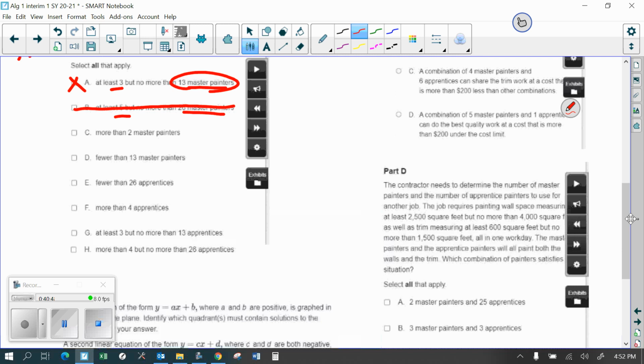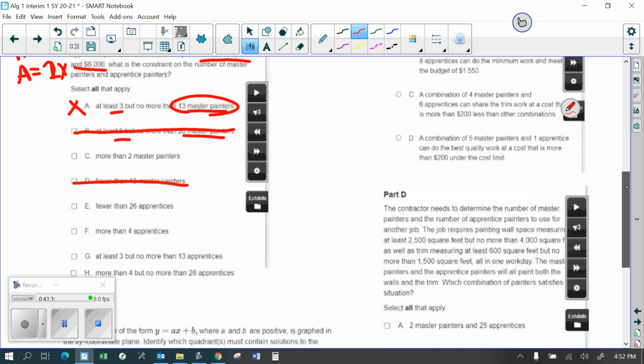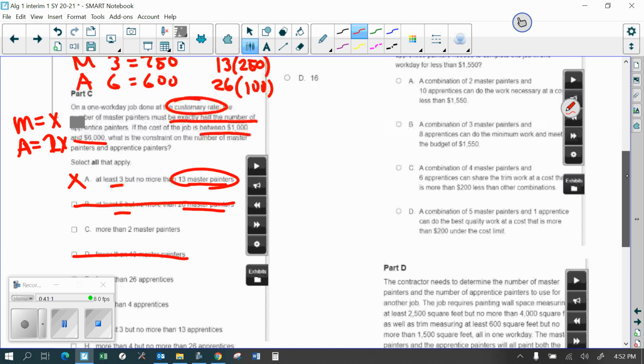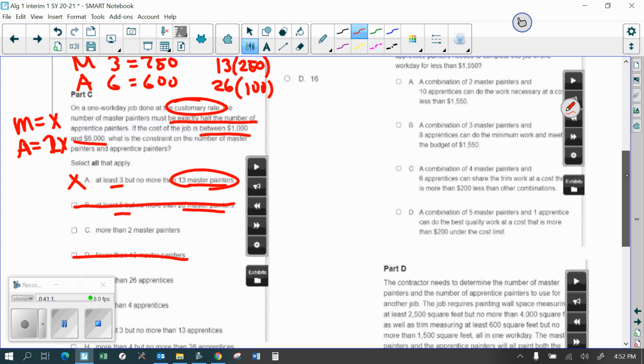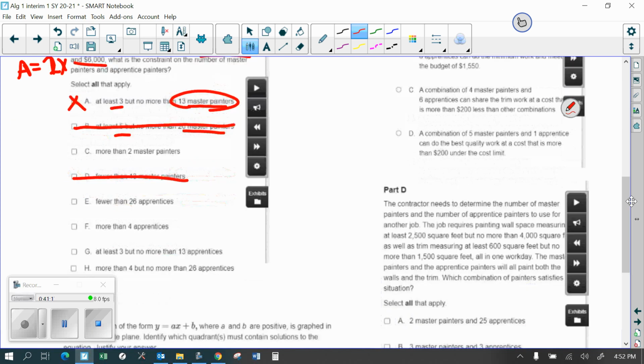More than 2 master painters. Select all that apply. More than 2, fewer than 13. Well, 13 actually works. But more than 2, fewer than 26 apprentices. No, because 26 works. Okay, that one will work right there. So fewer than 26 apprentices.